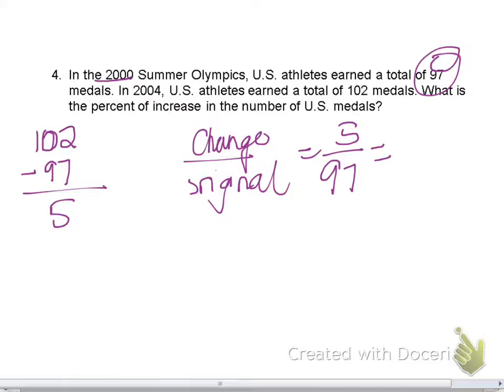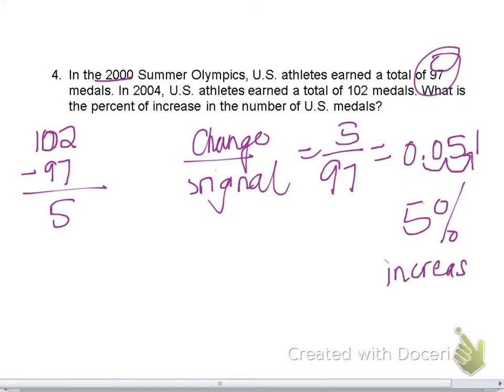And 5 divided by 97 is 0.051 approximately. If I move my decimal over 2 spaces, I would have 5.1, which would round to 5%. And then again, this is an increase. So there's our answer for that one.